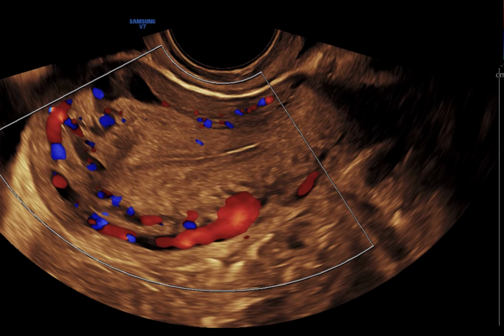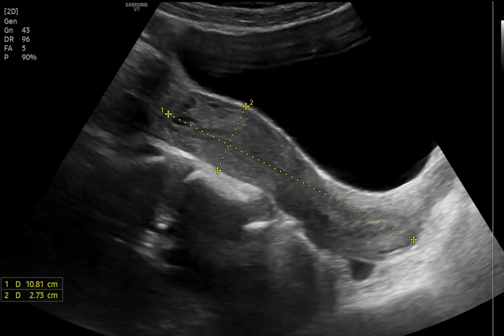So next time, when a young female patient presents with chronic pelvic pain and dyspareunia, don't miss pelvic congestion syndrome in your differentials, because sometimes the diagnosis is not rare, it is just under recognized.